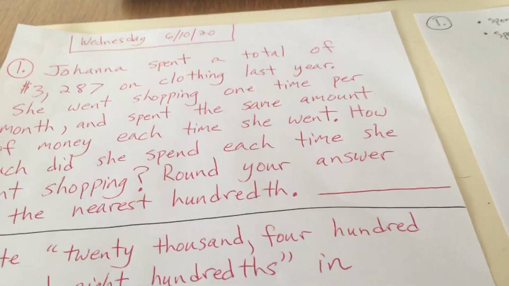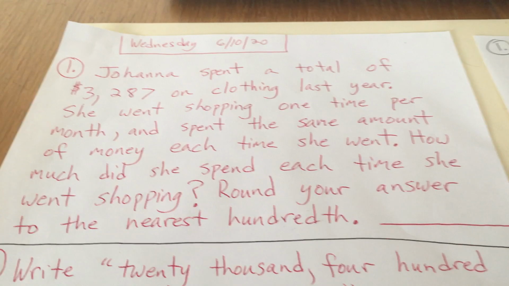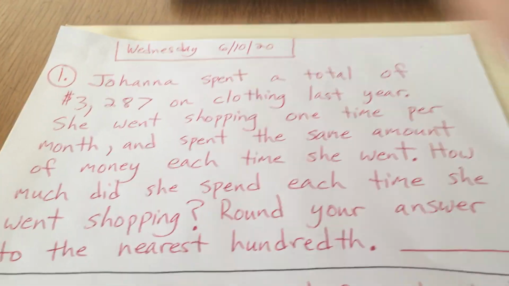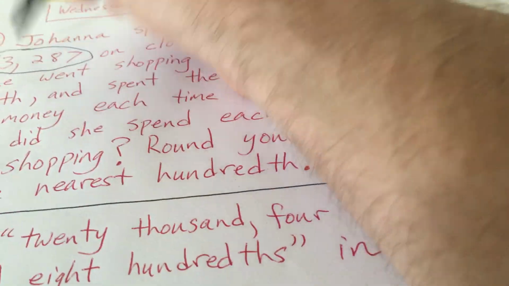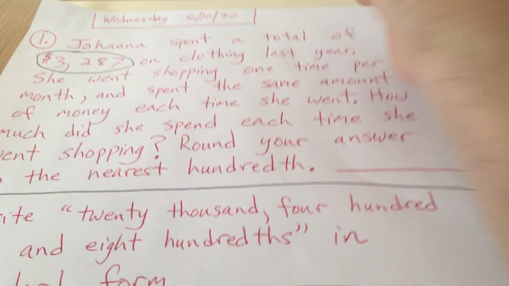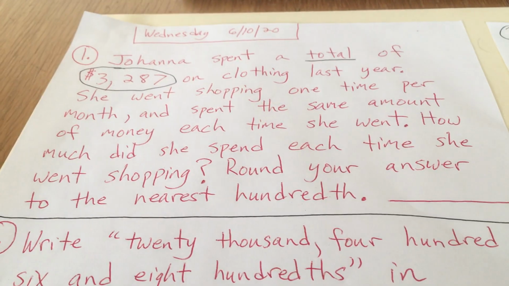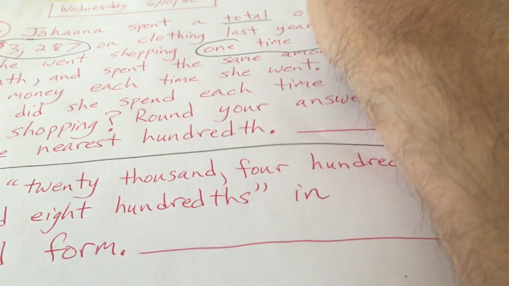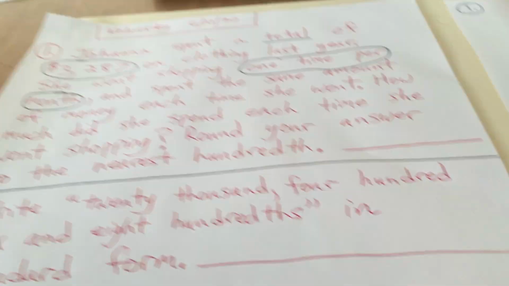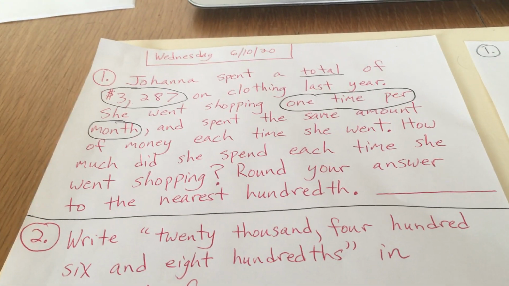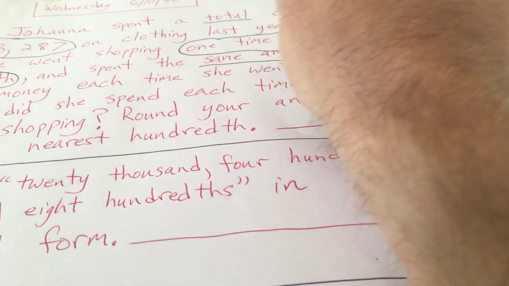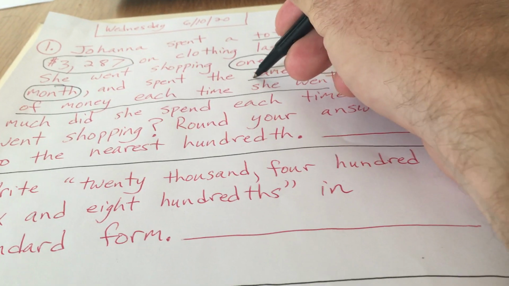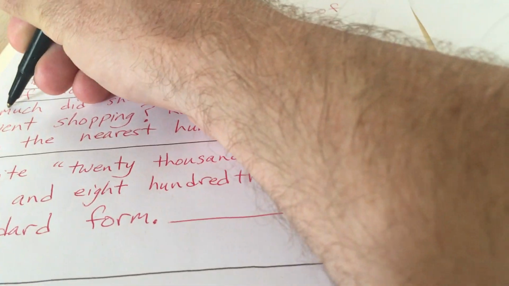Okay, so now I got my pen. I'm going to annotate as I go through it the second time. Okay, Johanna spent a total of $3,287 on clothing last year. That's the total amount that she spent. She went shopping 1 time per month. So that's an important piece of information. She only went shopping 1 time per month and spent the same amount of money each time. That's important. She spent the same amount of money each time.